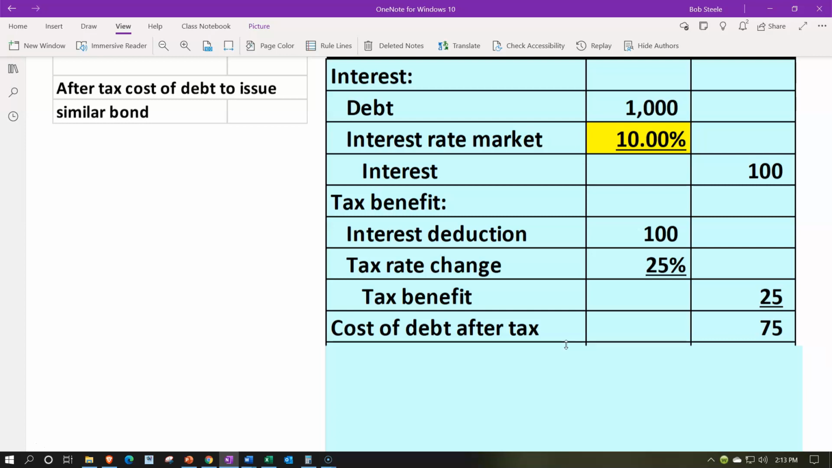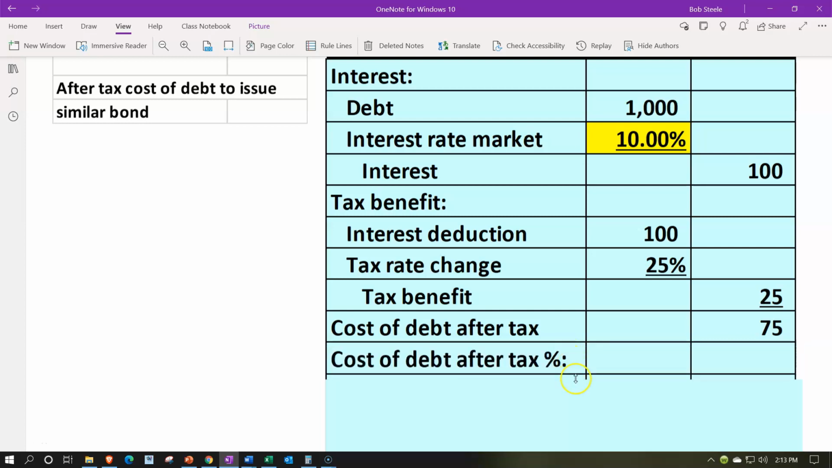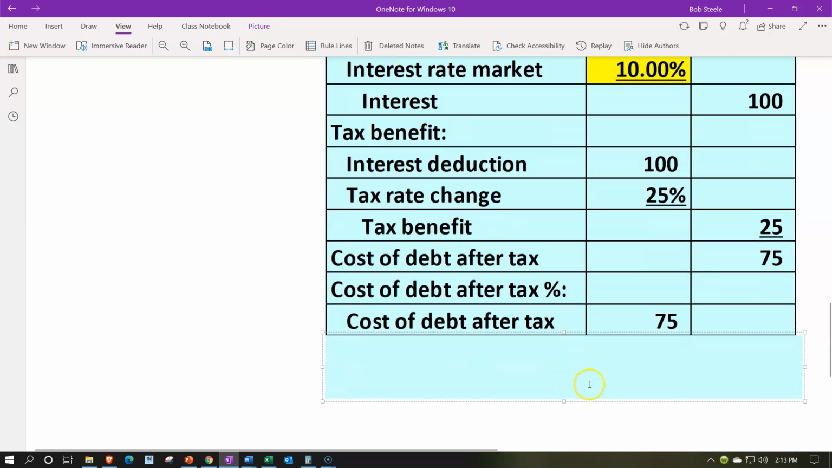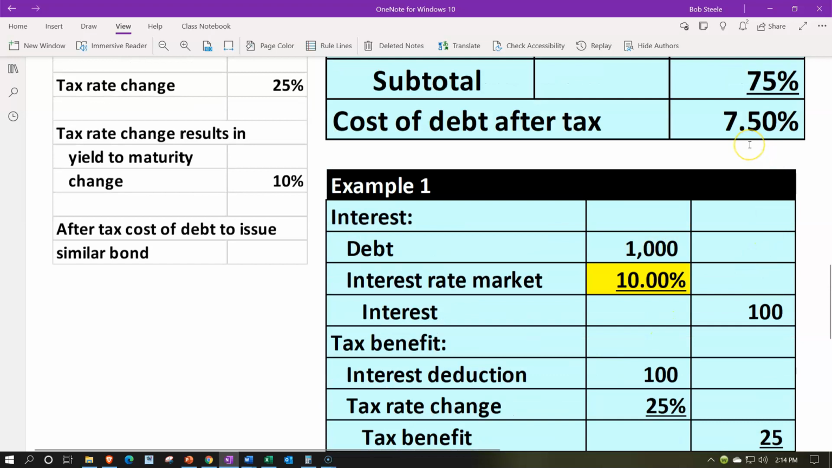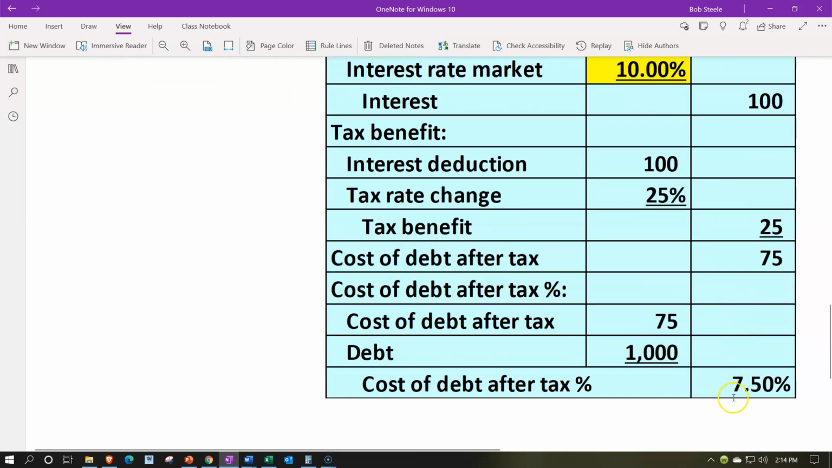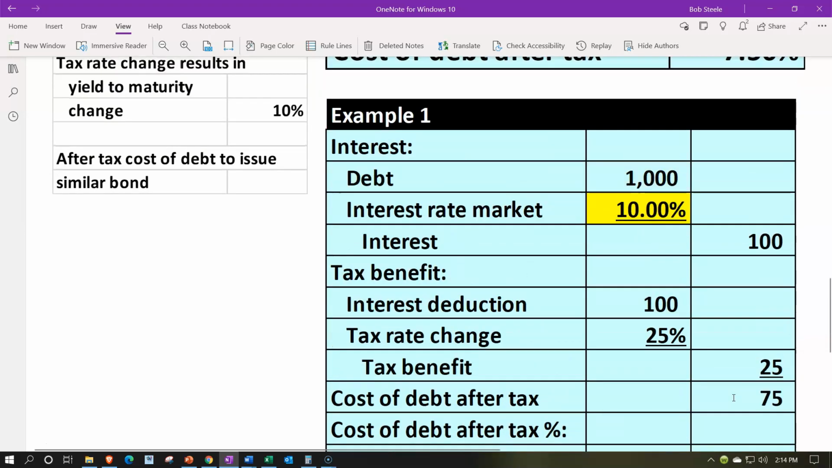But we want the percent because then we can use the percent to calculate. So we can take that cost of debt after taxes, the 75, and compare it to the original debt, what we got, which in this case is 1,000. 75 divided by 1,000 is 7.5%. Same calculation as we got up top, the 7.5%. Now on a percentage basis, taking into consideration the tax impact, it could be easier for us, a better decision-making process, if we compare to something that doesn't have the tax impact.